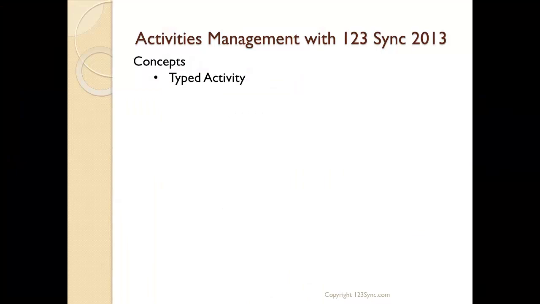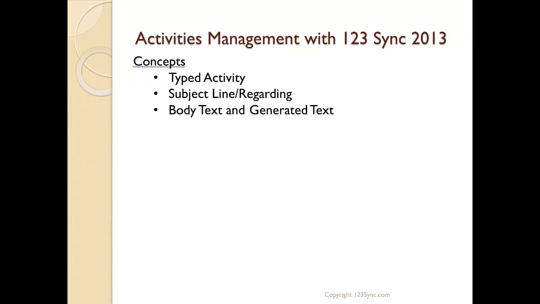Now that we've covered activity types, we need to address the issue of the subject line. The subject line in Outlook, or the activity item in ACT, is called regarding, and we put data in that area. The body text is the big empty block in Outlook or the notes section on an iPad, and we put generated text into that section.